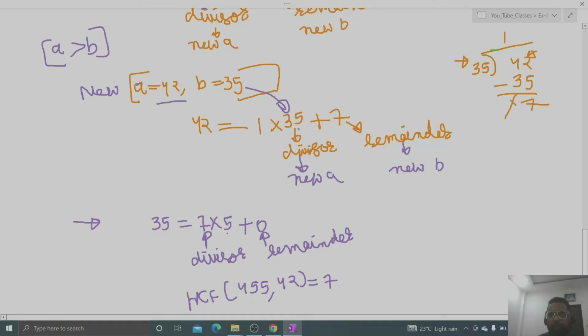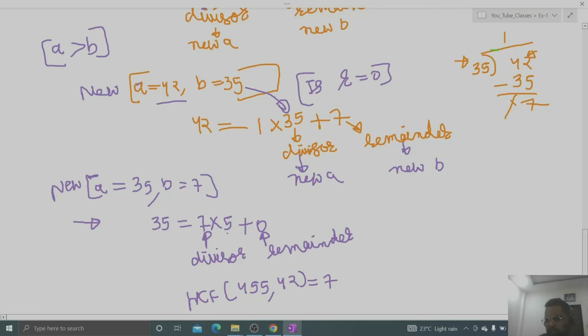So we have to check first: is r equal to 0? Our remainder is not 0. Then we make this divisor our new a and this remainder our new b, and apply the same process again. Here our a has become 35 and b has become 7. You have to write each and every step, because your exam will be subjective, not objective.